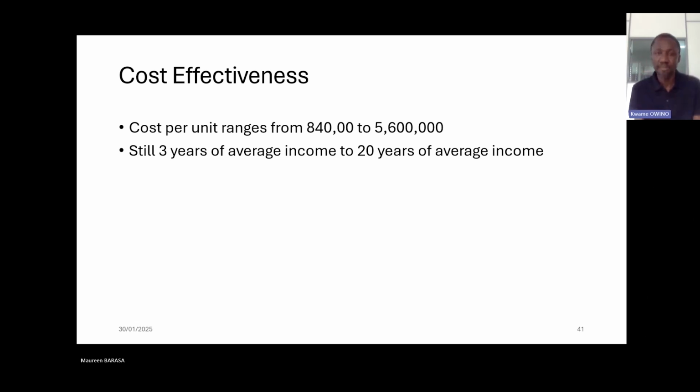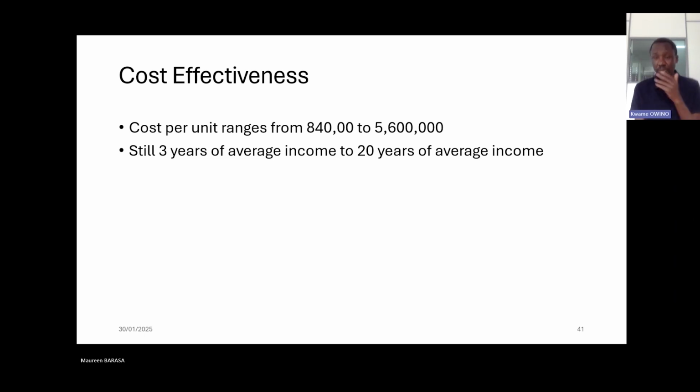Today, I asked myself, what's the cost effectiveness of the policy questions that we've seen? The quality of houses, the income imperative, the population density that Kenya has, and the quality of the housing stock. So now the affordable housing claims that the cost per unit will range from 840,000 to 5.6 million. Now 840,000 is sensible because it represents 3 years of income at 280,000 a year.